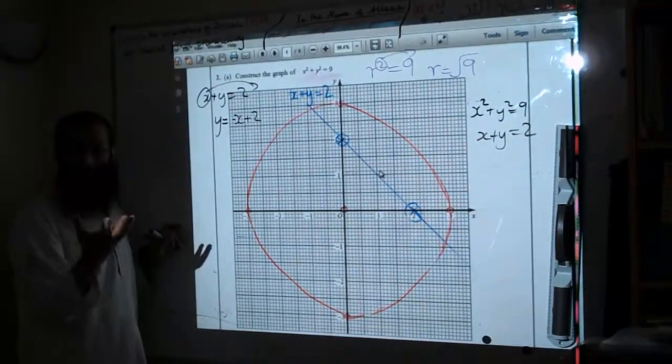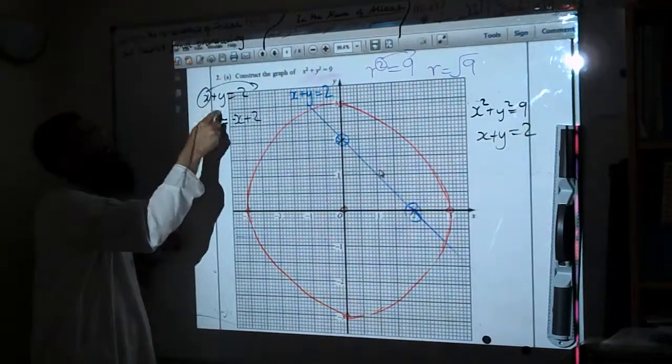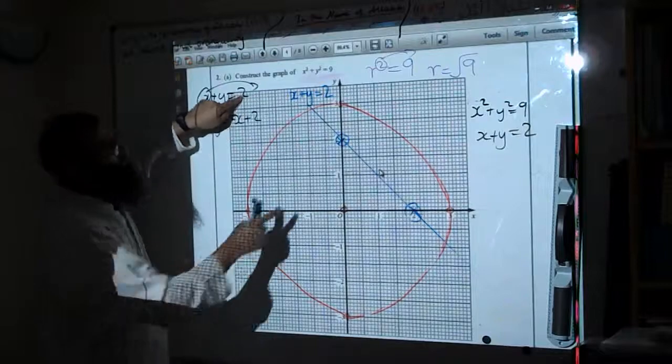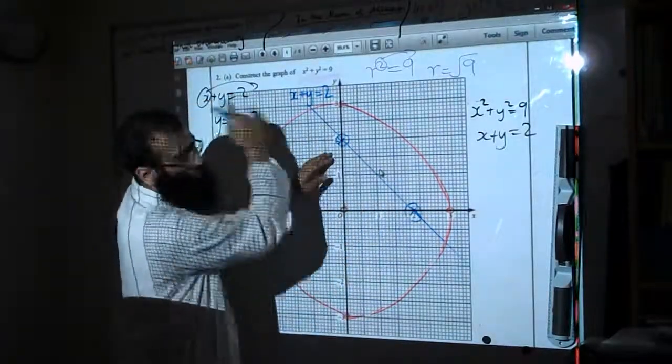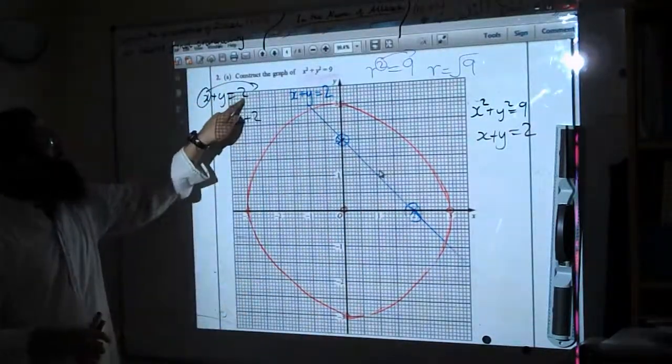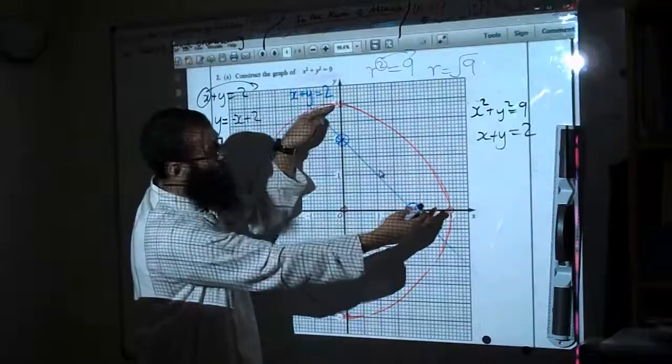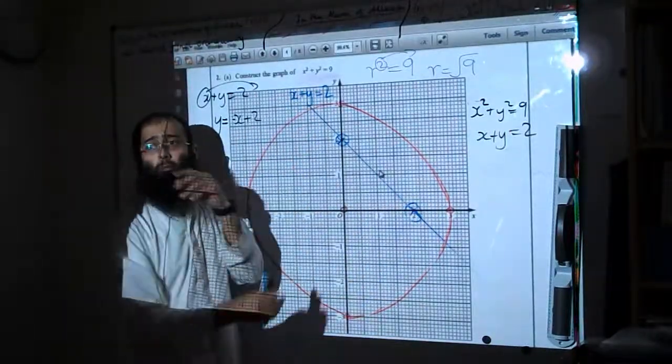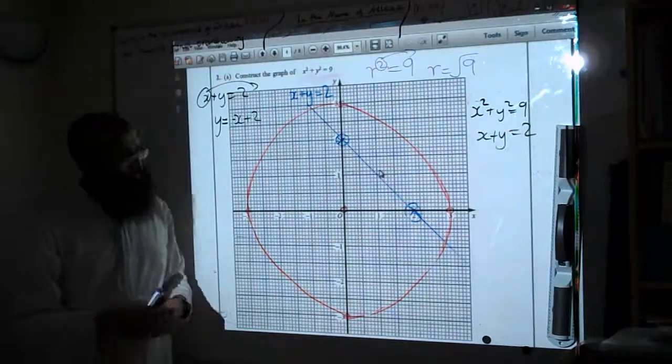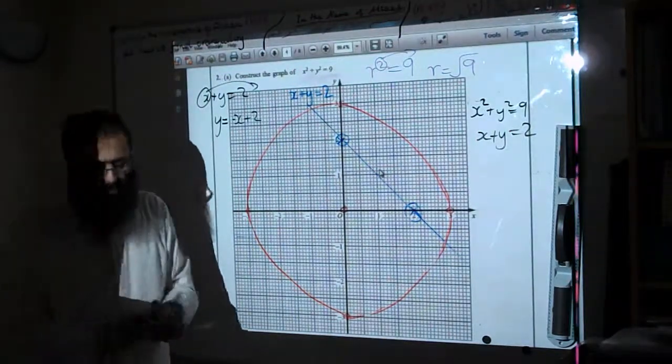But at the moment we know whenever x plus y equals a number, that number 2 will be on the y and that number 2 will be on x, and you draw a line straight through it. So if I said equal to 3, then it will be between 3 and 3. If I said 1, it will be between 1 and 1. Straight line. Okay?